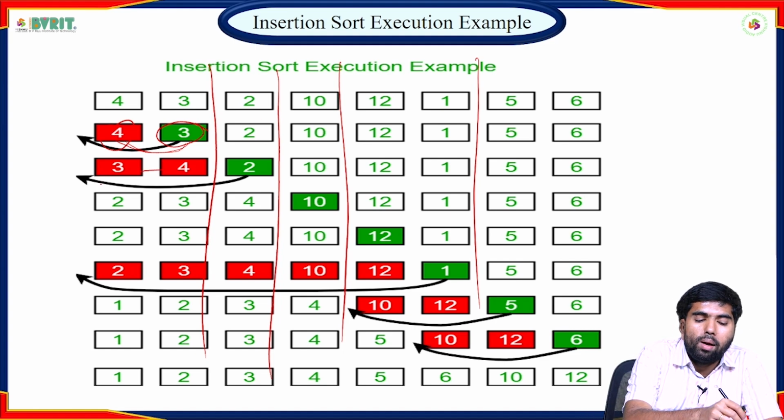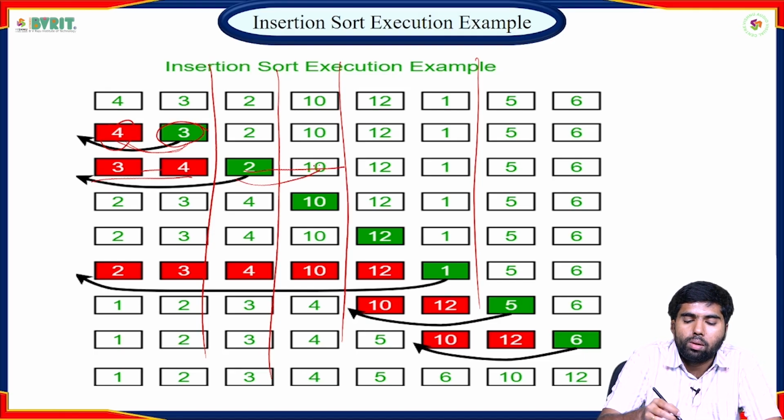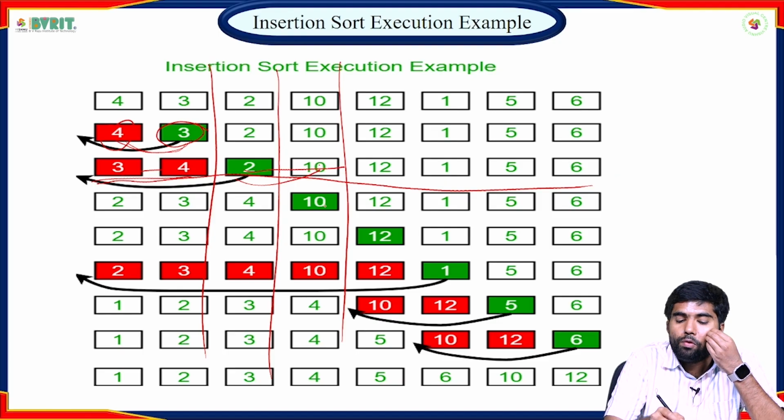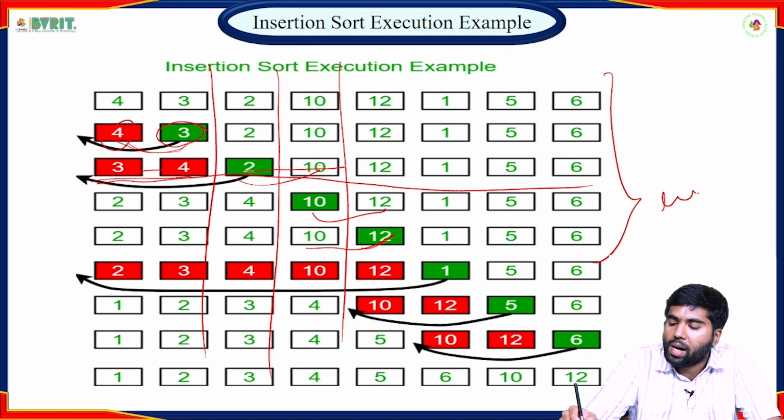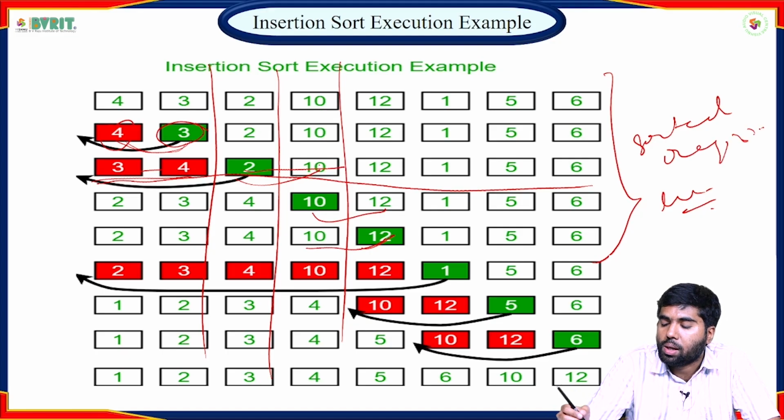Now one region is sorted. In the second region, 2 and 10 are already sorted, so we need not worry about them. Now when we focus on the fourth iteration, we take 10 and 12 into consideration, and they are also already sorted. So till here it's all fine. All the items are sorted and in their respective regions.